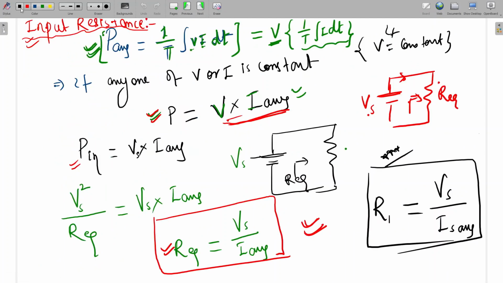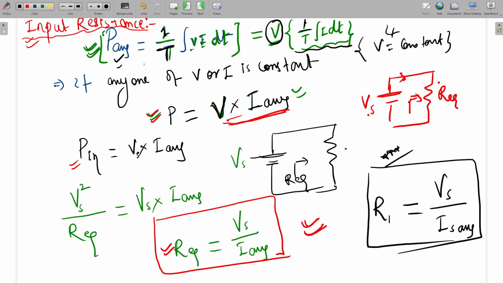This is the average power formula: V average is equal to 1 by T integral of V I dt. Since the source voltage is constant, we can take the constant thing common. So I have taken V as common. What will be the other term? 1 by T integral of I dt, which means the average of the current. So what will be the power? Like a DC buck converter, the input power will be V source into I average.